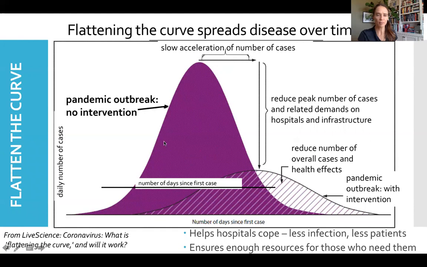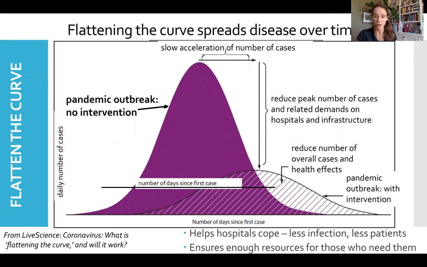This purple bell-shaped curve is the pandemic outbreak with no intervention. You have this large spike in cases. If you flatten the curve, you're going to spread the disease over time, and you're going to have fewer cases over a longer period of time. Actually, that's not true. You might have the same number of cases, but you're spreading them over time. So why do we do this? Why don't we just get it out of the way?